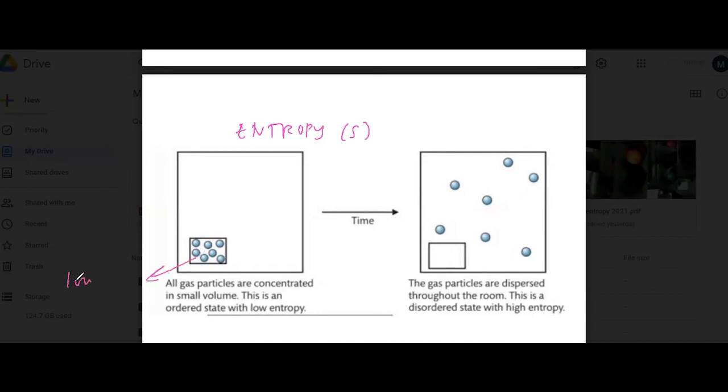Ordered states with a small energy distribution are said to have low entropy. Disordered states are called high entropy. This is high energy distribution, high entropy. As time moves forward, matter and energy become more disordered, and the total entropy of the universe increases. This picture shows us the second law of thermodynamics, which is one of the most important laws in science.